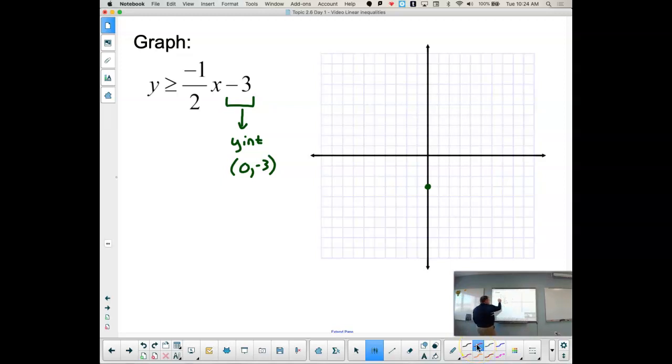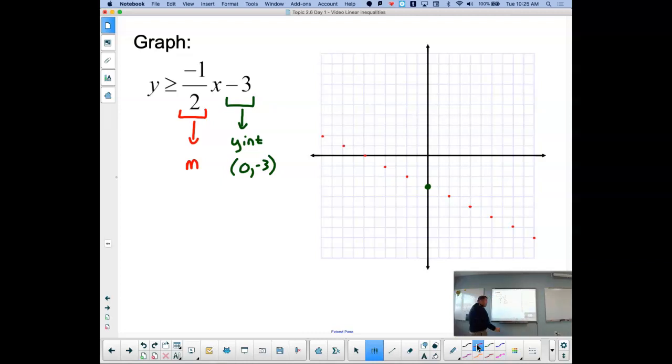This number right here, the coefficient on the x, that is my slope. So from my green dot, I'm going to rise negative 1, which is down 1, and I'm going to run 2 to the right. So down 1 to the right, down 1 to the right, down 1 to the right, and down 1 to the right. Or I could go up 1 and 2 to the left. And I'd be there.